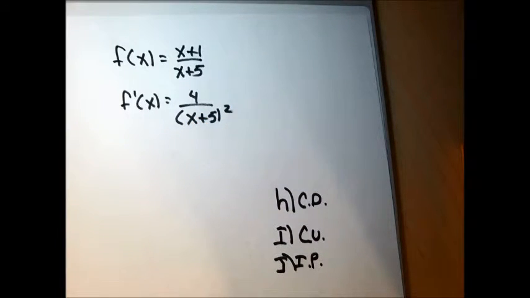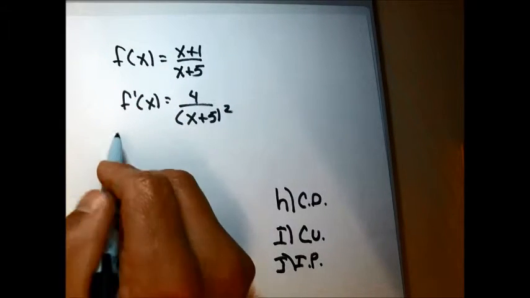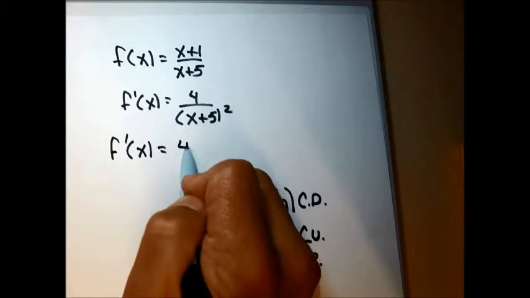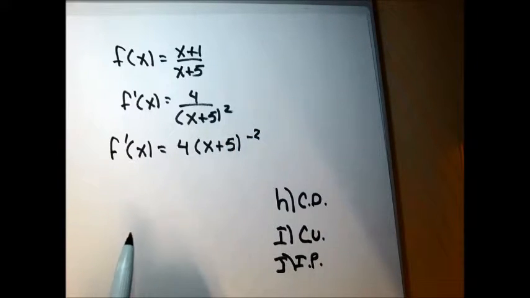This one is a derivative of a fraction that doesn't have a letter in the numerator, so I'm going to rewrite it to use the chain rule. If there was a letter in the numerator, I'd use the quotient rule. So I'm going to rewrite this as f prime of x equals 4 times x plus 5 to the negative 2, and I'm going to use the chain rule.